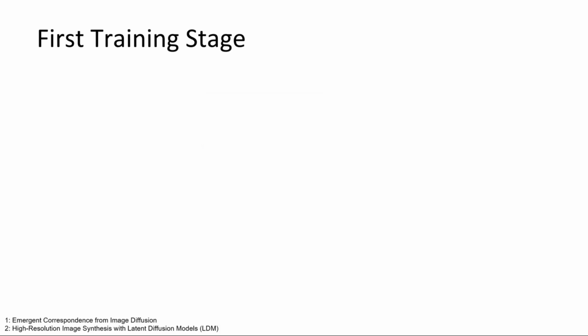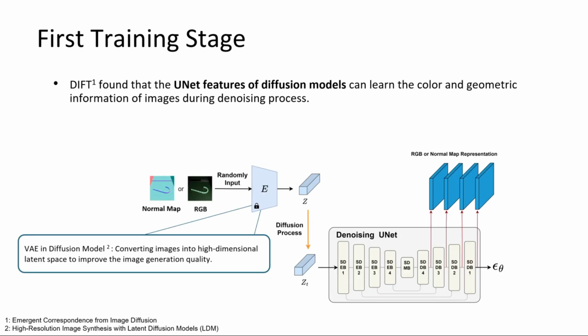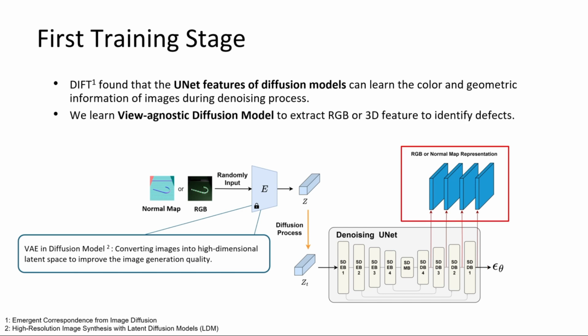To solve the first challenge, the multi-model problem, we found a diffusion model can solve it. DIFT found that the unique features of a diffusion model can gradually learn colors and geometry information of images during the denoising process. Thus, we randomly input all the lighting images or 3D normal map into our view agnostic diffusion model, and we randomly add noise to the latent Z into Z_T, and the UNet can predict the noise epsilon theta to learn image representation. Here, we learn a view agnostic diffusion model, and we can extract RGB or 3D features to identify defects.